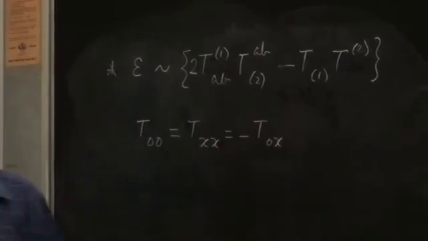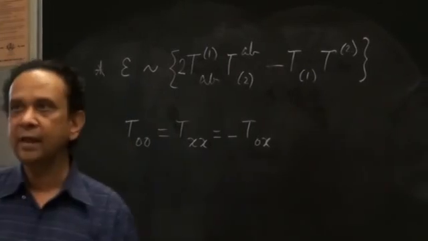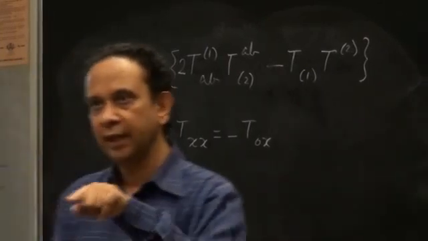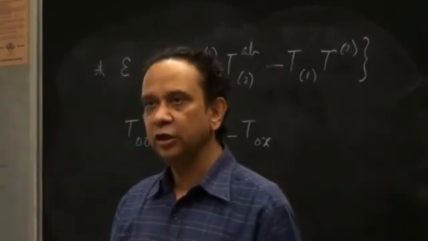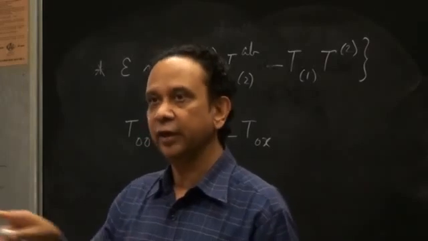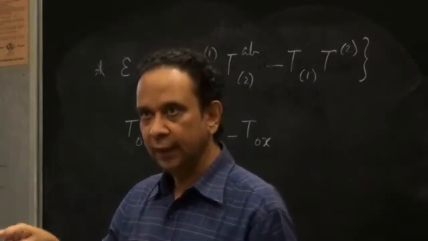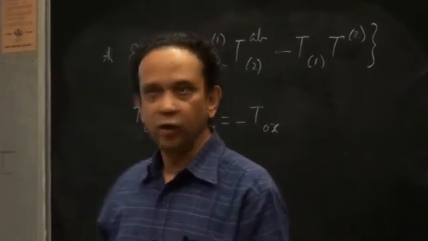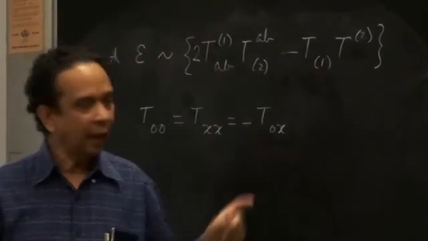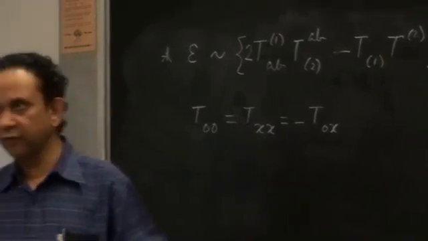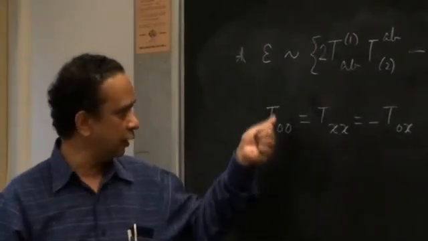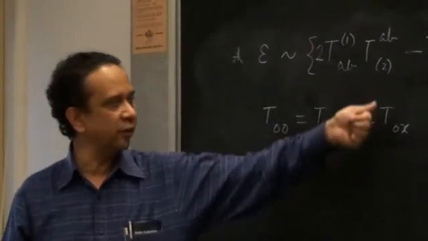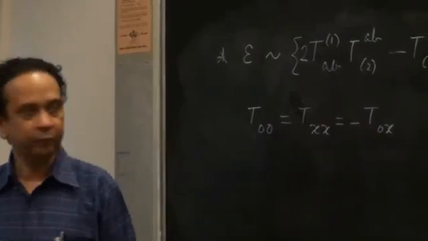This essentially comes from the fact that the T_AB of a directed beam is proportional to K_A K_B, where K is the 4-vector of the photons. So K_A K_B, if K is in the x direction, will only contribute these. And the signs again come because of our convention, where when you lower two of these zeros, nothing happens. When you lower one of them, this gives you this.